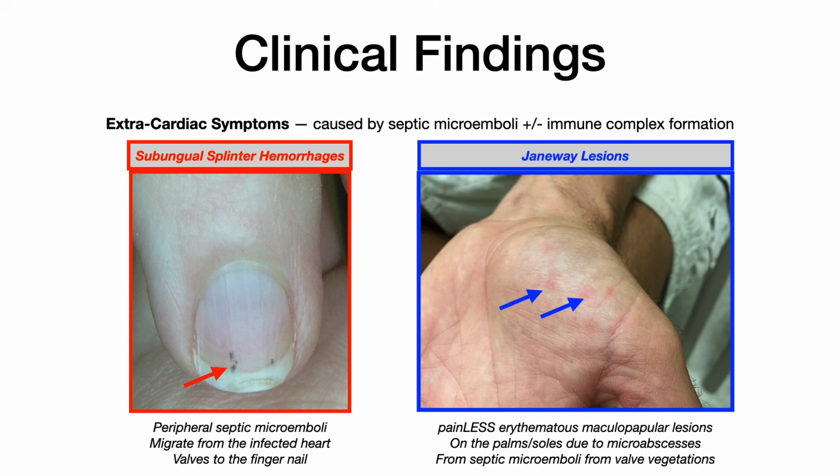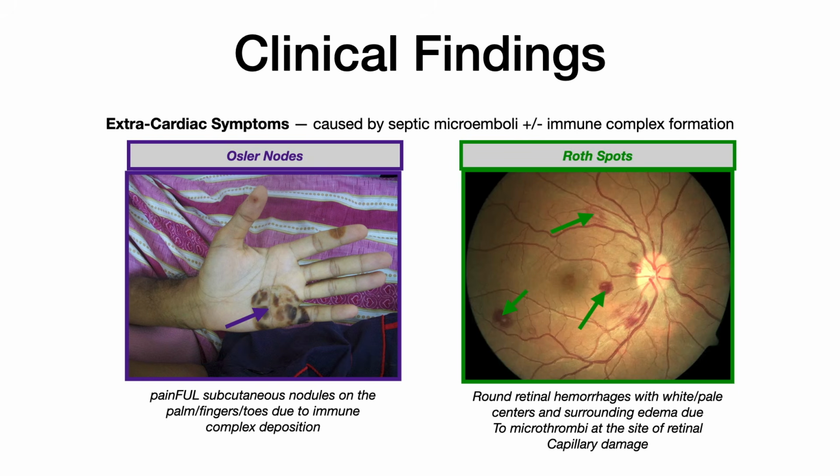So subungual splinter hemorrhages, right under the nail, little splinter looking things, and Janeway lesions. Very important to know Janeway lesions are painless, and I have a nice mnemonic for that. I'll come back to that in just a moment. Osler nodes, so shown here, painful subcutaneous nodules on the palm, fingers, toes. This is due to immune complex deposition.